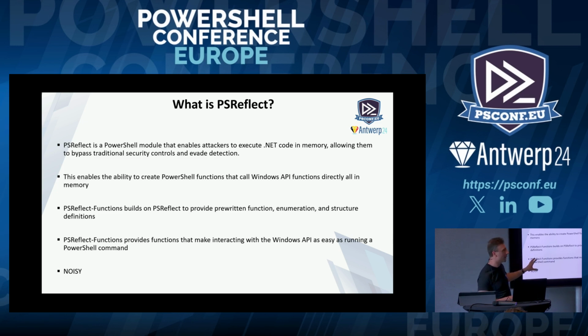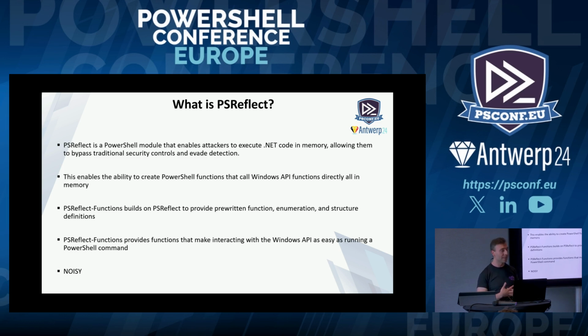If you want to play with these APIs but don't want to look in the code and rebuild the solution, PSReflect may be one of those things. PSReflect enables the ability to create PowerShell functions that call Windows API functions directly in memory. Based on PSReflect, we have PSReflect functions. By the way, what is funny in the PowerShell repository gallery is that if you install it on your machine, Defender will start to complain. PSReflect functions are based on PSReflect, but they have a bunch of functions already.